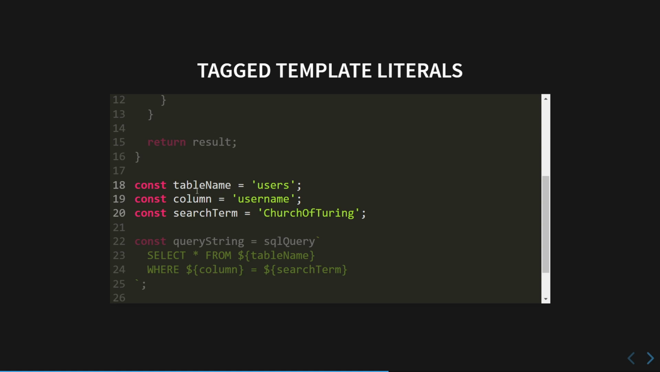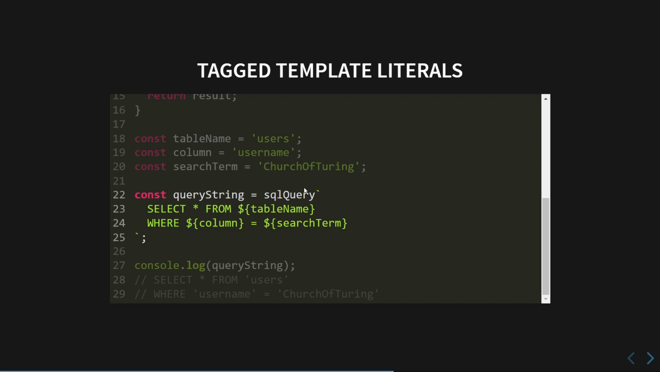And then now here, we set up our table name. We say we want to access the users table, we want to access the username column, and we want to search for Church of Turing. And now we can build this SQL query, just doing something like select star from table name where column equals search term. And if we console log that now, you can see that it generates the text and it surrounds these strings with quotes, which is what we wanted all along.